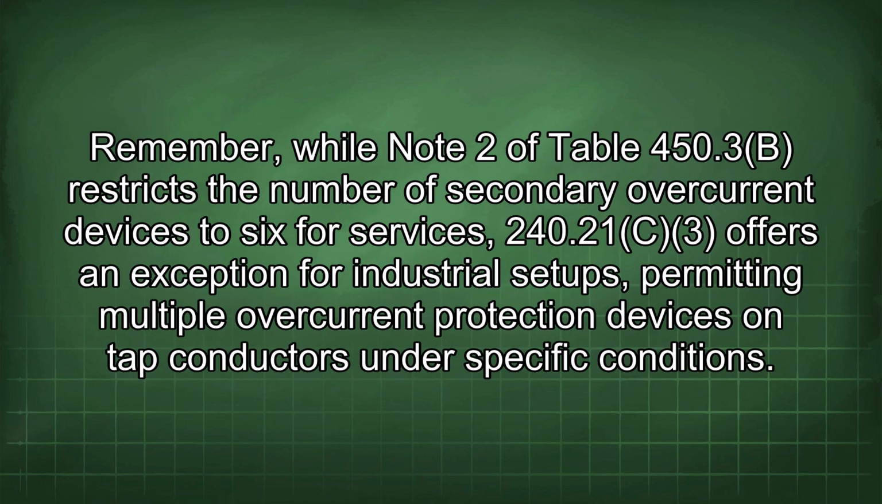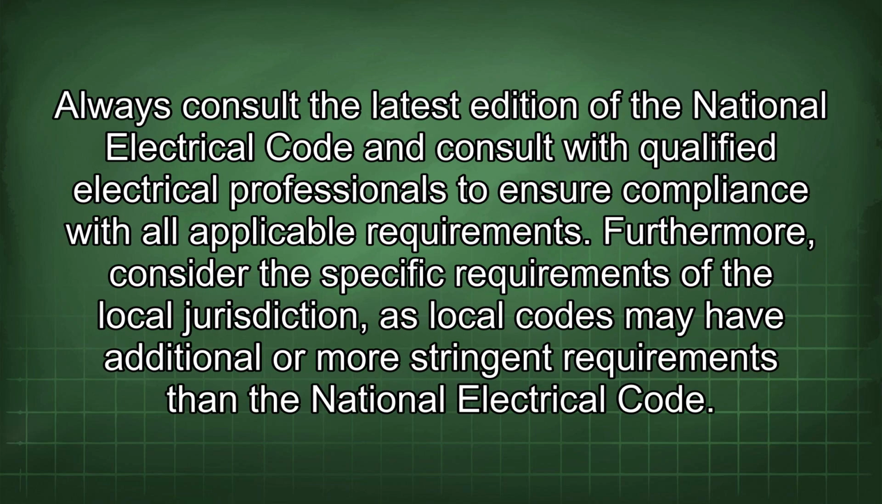Remember, while Note 2 of Table 450.3(B) restricts the number of secondary overcurrent devices to 6 for services, 240.21(C)(3) offers an exception for industrial setups, permitting multiple overcurrent protection devices on tap conductors under specific conditions. Always consult the latest edition of the National Electrical Code and consult with qualified electrical professionals to ensure compliance with all applicable requirements. Furthermore, consider the specific requirements of the local jurisdiction, as local codes may have additional or more stringent requirements than the National Electrical Code.